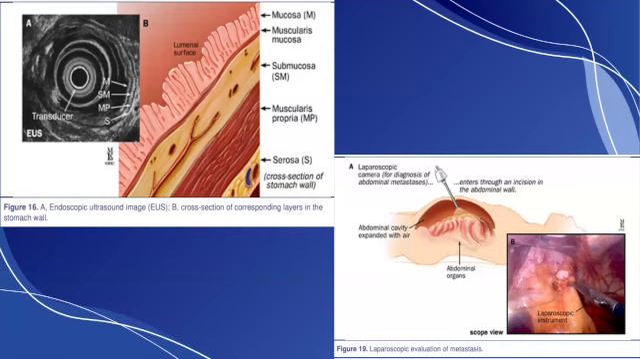With an endoscopic ultrasonography, it can delineate the depth of tumor invasion through the layers of the gastric wall and lymph node involvement. In a laparoscopy, on the bottom right-hand corner there, it's used to see if the cancer has spread.